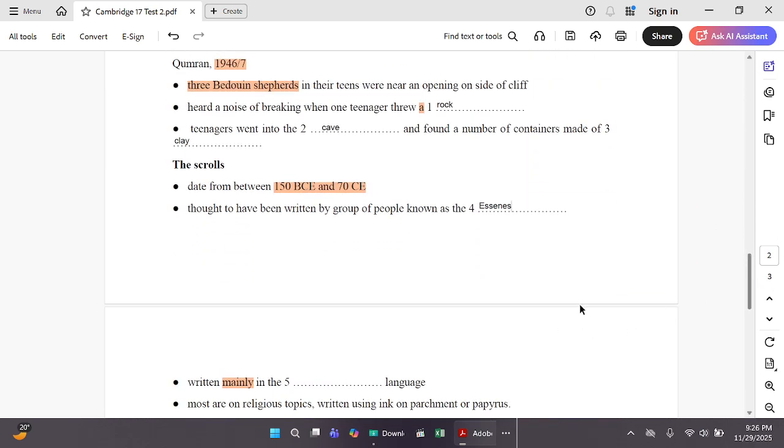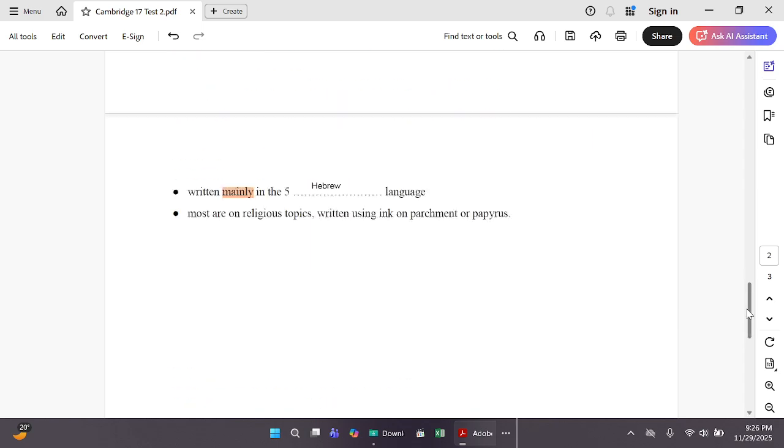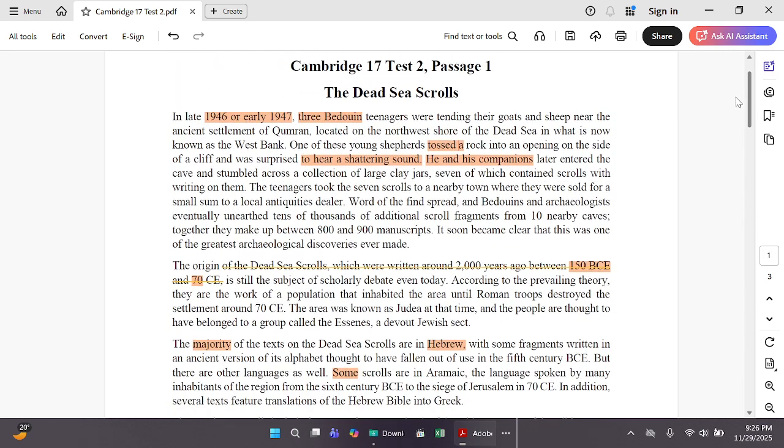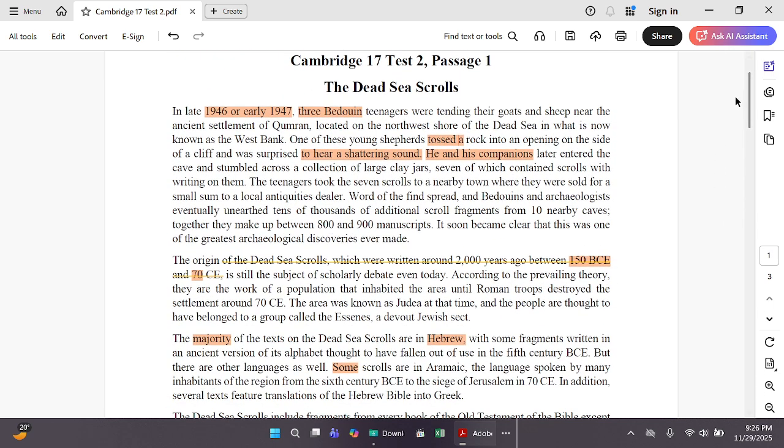So we are done with our questions 1 to 5. Today we just completed our reading passage, but for the next day we will solve another kind of question.